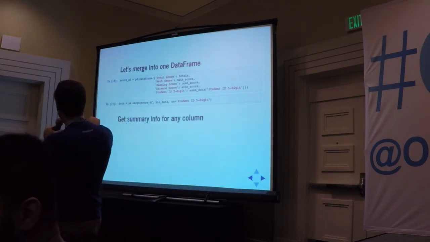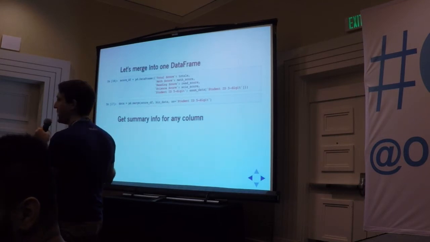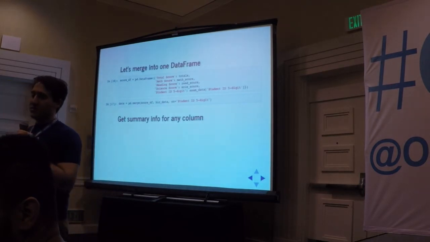You take the first data frame in the first argument, the bio data frame in the second, and say, okay, I want to combine it on this column, student ID. And it'll give you a single data frame combined together that we're going to go ahead and use for modeling and supplying.